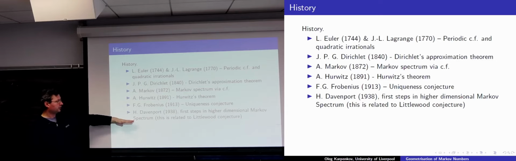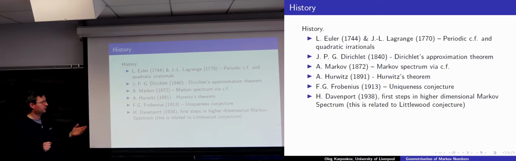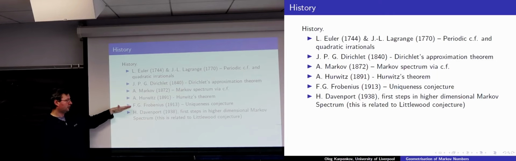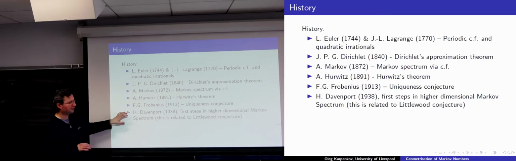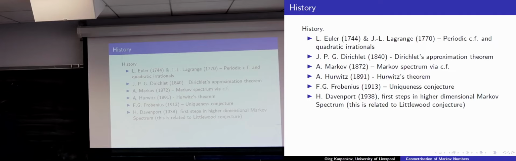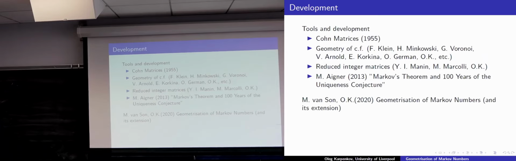And then in 1938 there was an attempt to ask a similar question in the multidimensional case. And actually it is very closely related to the Littlewood conjecture. If one of the answers is positive, then it will imply the Littlewood conjecture. But we're not going to go to the multidimensional case, therefore I just leave the name here without further explanation of what it actually is. Sorry about that, but if you want, you can Google it. Probably it's on Wikipedia, there are nice explanations.